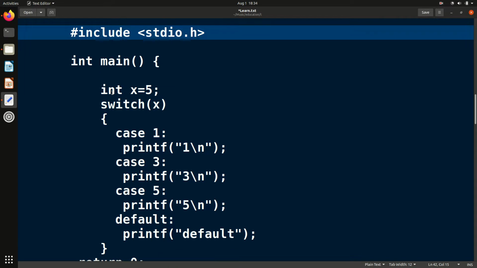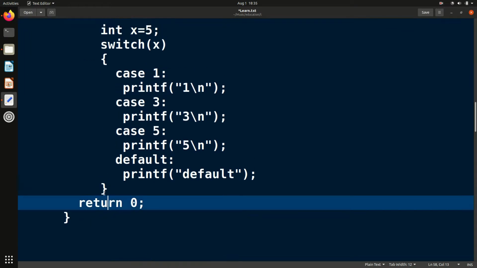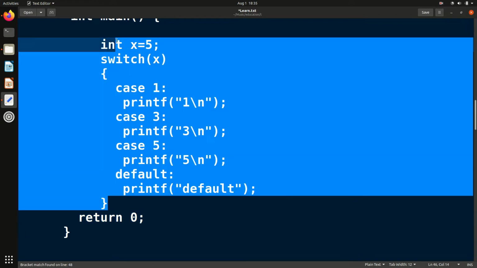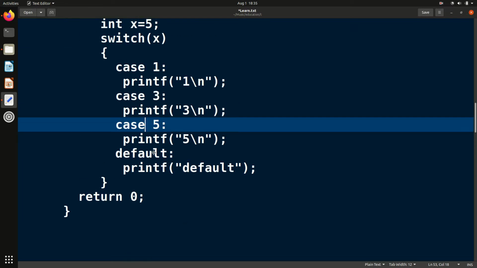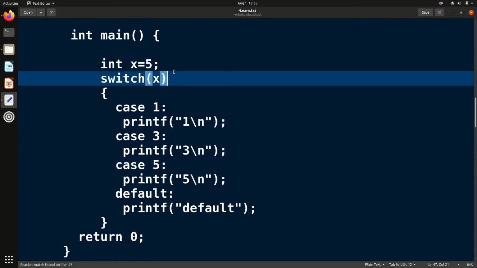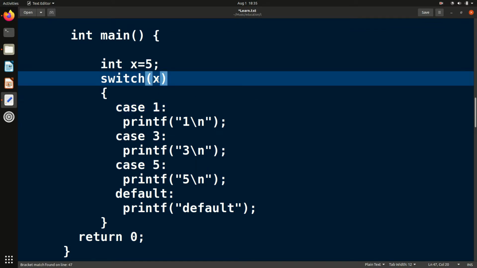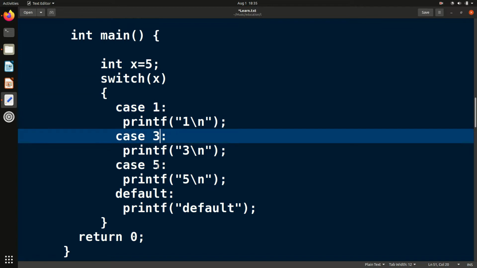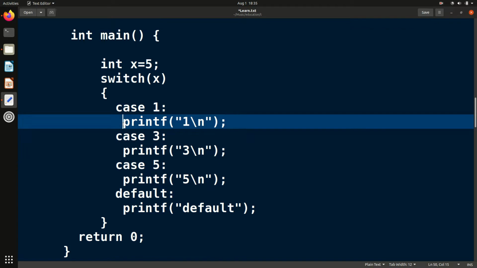Int main, that's all. Integer is here, x equals to 5, and then finally return is here. This is the main code, switch statement. So we have to find what will be printed. These are the options. Now if you are not aware, switch basically does like this. Whatever is given inside this switch x, it matches this x with all the cases, like case 1, case 3, case 5, and the moment it matches, it goes inside that case and prints it.